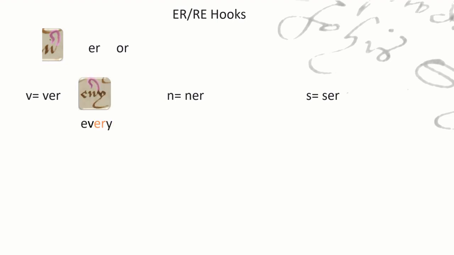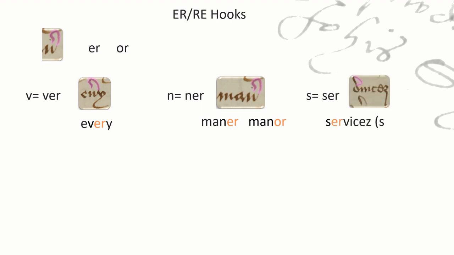Superscript hooks after and above letters are known as ER hooks or RE hooks, as they indicate that ER or RE is missing. We are going to concentrate on an ER hook, which may mean that an ER or an OR are missing. They appear after letters such as V for VER, N for NER, or S for SER. Some examples with ER hooks include every, manor, and services, in this case spelt with a Z at the end.